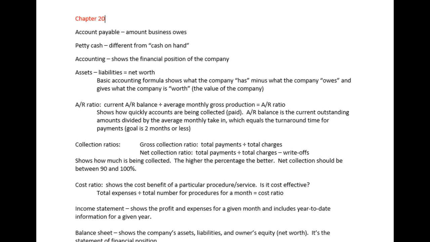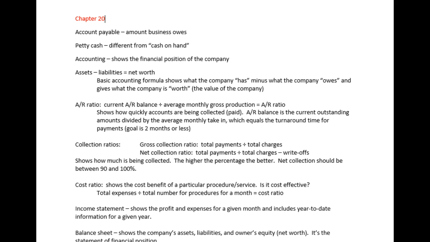That shows them that they don't have a lot of people that are going into collections. It shows them that they don't have real lax rules when it comes to patients taking a little bit longer than they should on paying their bills, those kinds of things. So a good healthy business would have an AR ratio of 2 months or less.